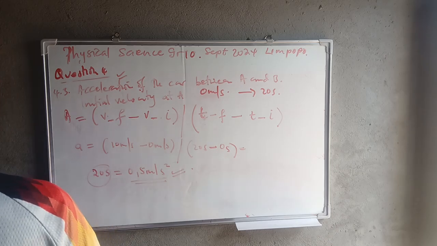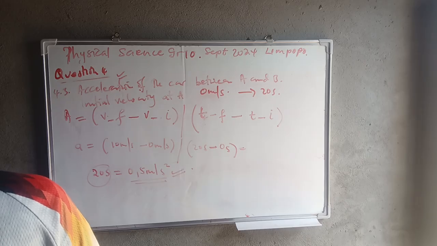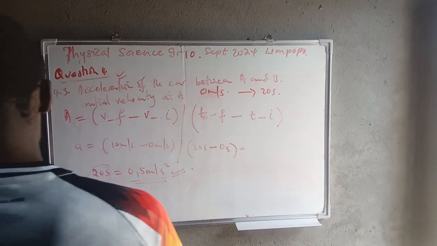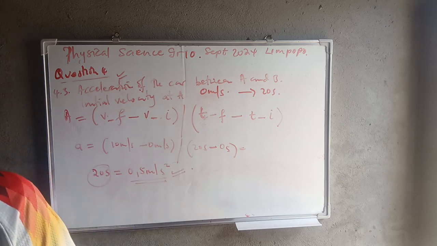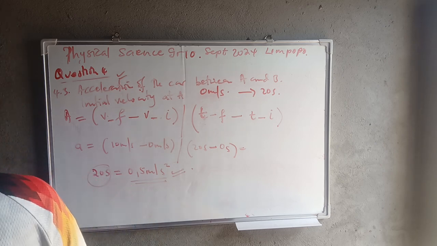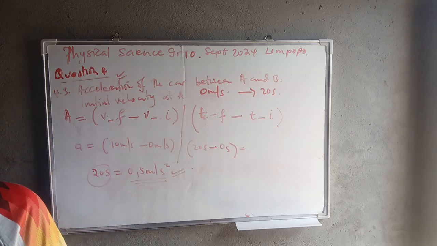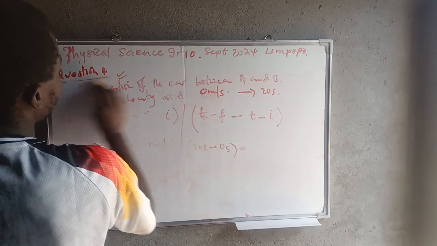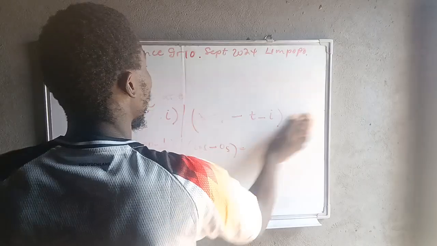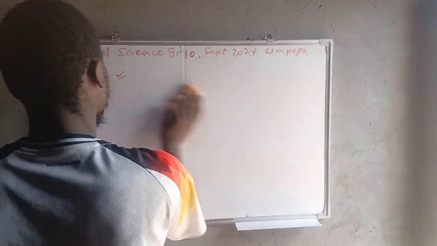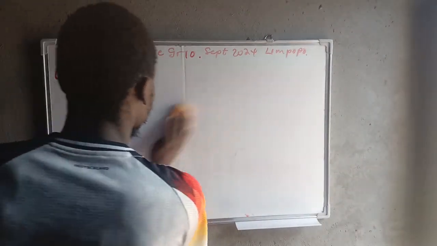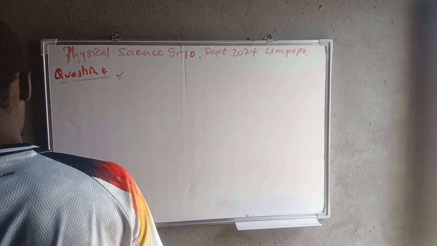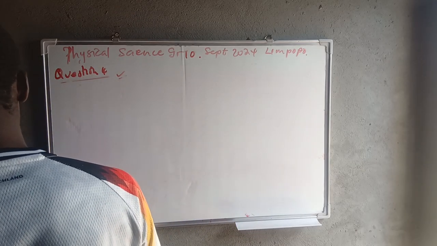Then we are asked the last part of the question: without using the equation of motion, calculate the distance covered by the car from A to F. So that means we are supposed to find the area of that whole graph. We are going to divide the graph into sections, calculate the area of each section, and add all the sections, right?